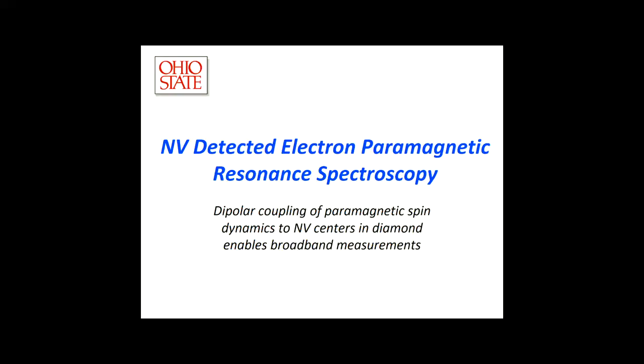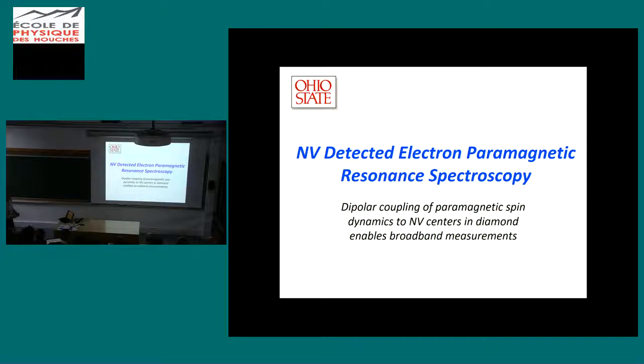Okay. So next I would like to talk about what we think is a new approach to detecting paramagnetic resonance spectroscopy. It's related to some of the earlier work, which I'll briefly touch on and that we're going to hear more detail about later. One of the things that's interesting for us is that it's related to dipolar coupling, that it's based on dynamics. We've heard several references to detecting dynamics with NV centers, and this is a version of that.